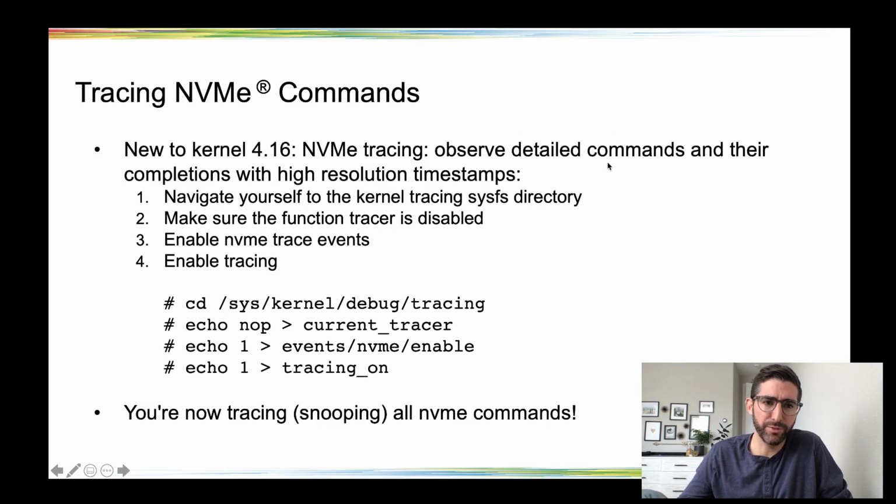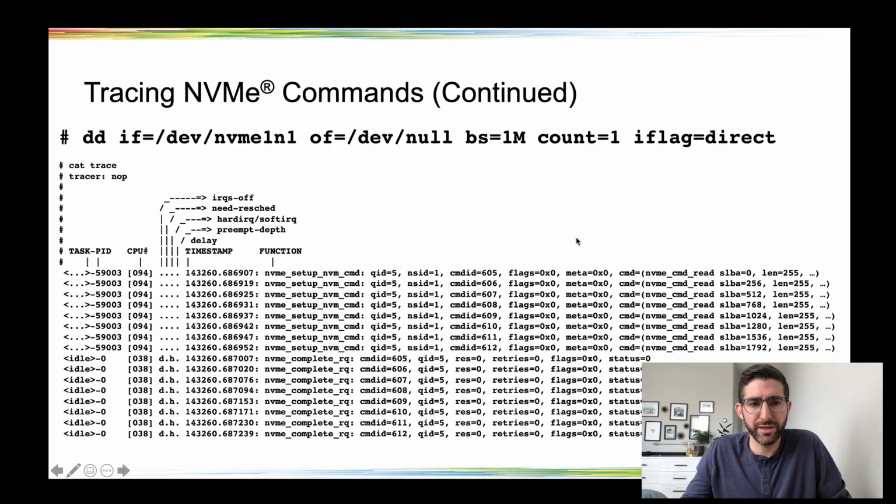I don't have time to go through them, but if you wanted to go very, very deep on NVMe, they do have kernel tracing available, so you can enable kernel tracing on the commands. This is the command instructions of how to enable kernel tracing for NVMe. And if you wanted to see what that looks like, this is just a dd command writing 1 megabyte in one block, and this is basically what the NVMe trace looks like for that command.